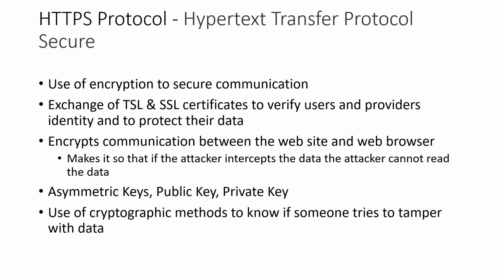The HTTPS protocol can use asymmetric keys, different keys like a public key and a private key, which have different functions. It also uses cryptographic methods to know if someone tries to tamper with data. This goes along with the encryption of communication. So if someone is trying to nab your data, intercepting it while you're communicating with the website, you will be able to know that someone is trying to tamper with that data, besides the fact that they won't be able to read it because it is encrypted.